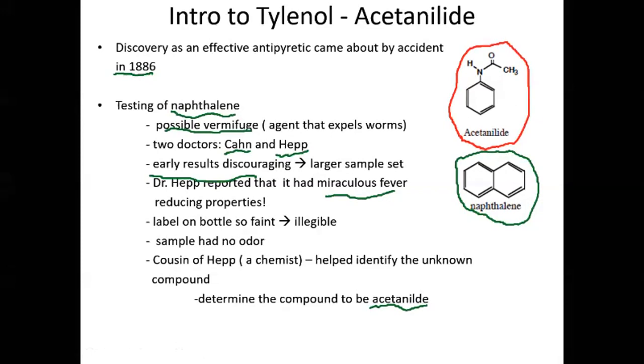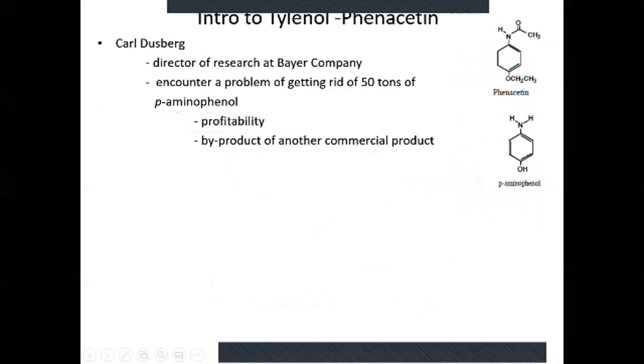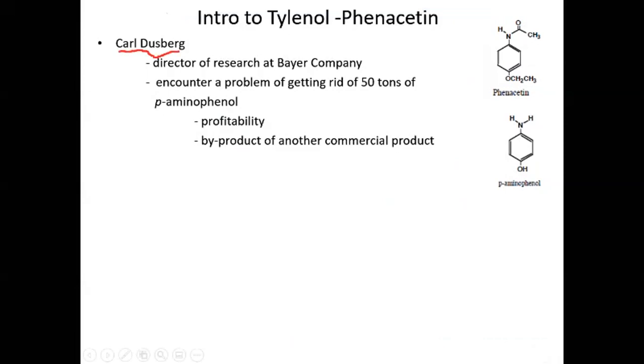All this came about by accident. So what happens next? Well, Kahn and Hepp published their findings in a scientific journal, and then we move on, and we find this German industrialist Karl Duisberg, who is director of research of the Bayer Company. Yes, the same Bayer Company that makes medicine today. And he had a problem.